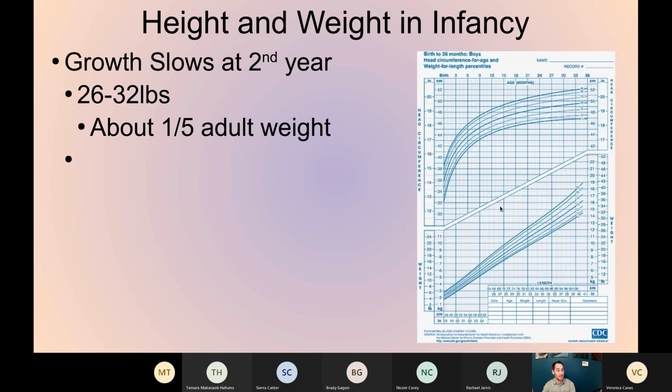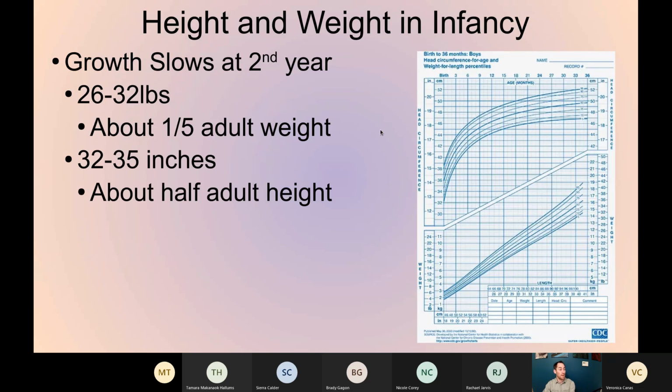You've probably seen these in doctor's offices or your own medical records. At 2 years old, we tend to be about 26 to 32 pounds and about 1/5 of our adult weight. We are about 32 to 35 inches and about half of our adult height at age 2. You can actually go and look at a calculator because the prediction is pretty close.